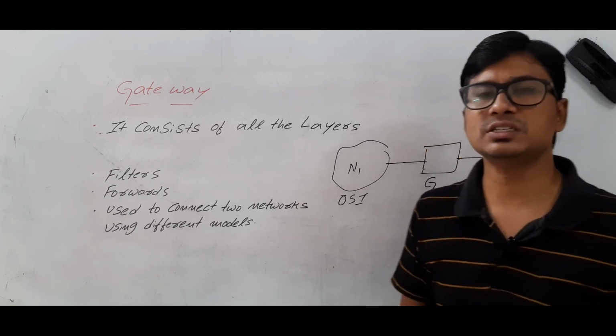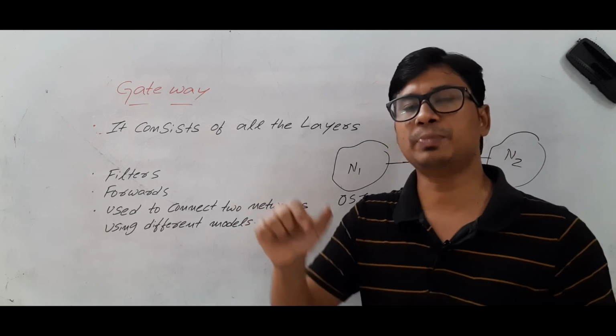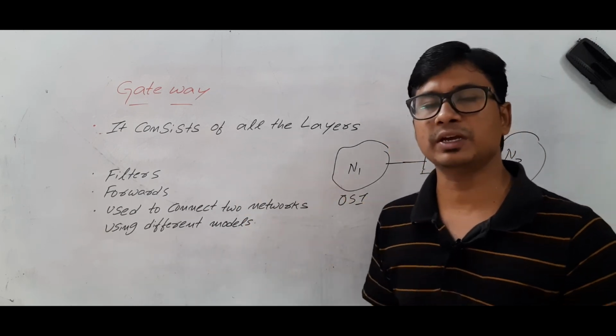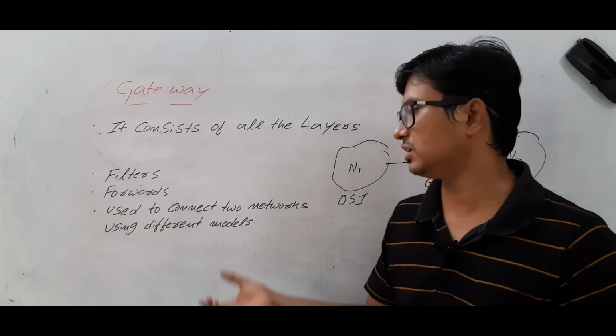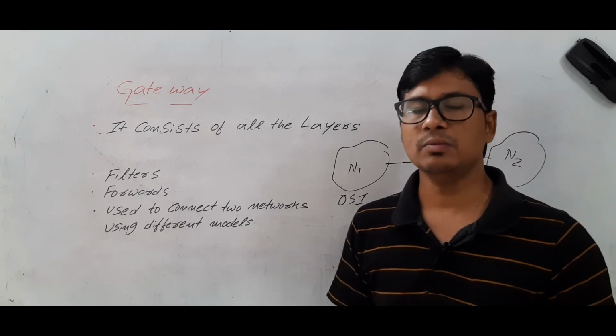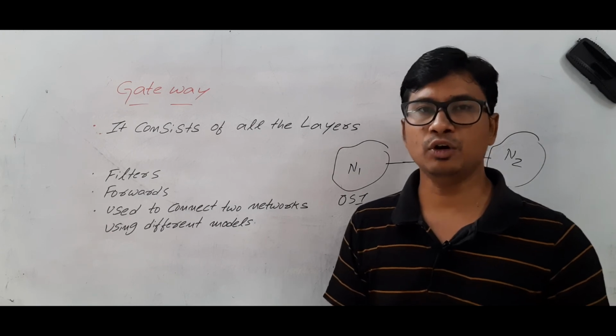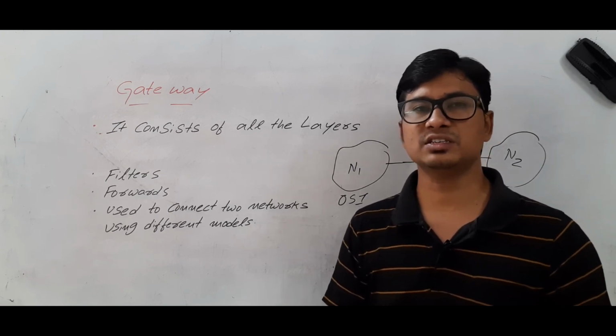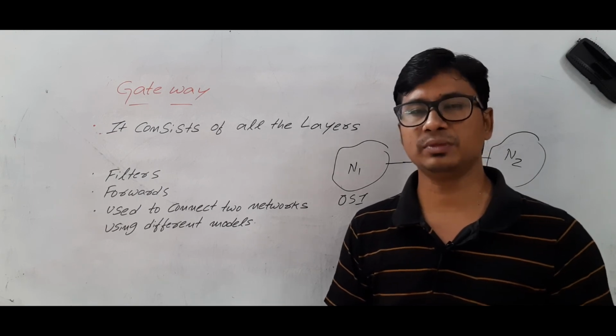So if you see that some universities do not allow particular websites, how is it done? It is done with the help of a gateway, because it can see the entire information. So it can be useful as a proxy server also. I hope you have understood what the gateway is, how many layers it consists of, and how it is different from the router.